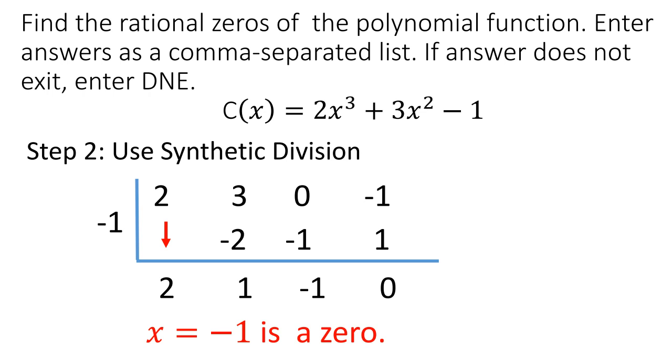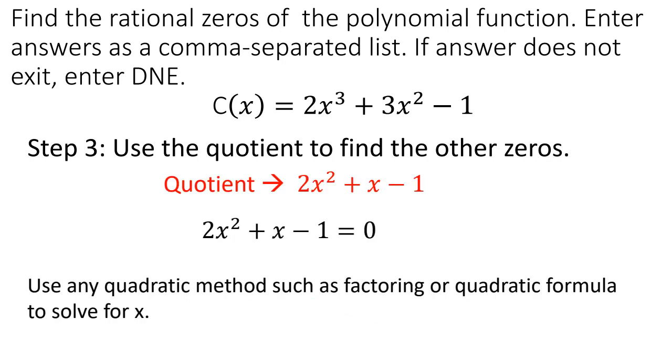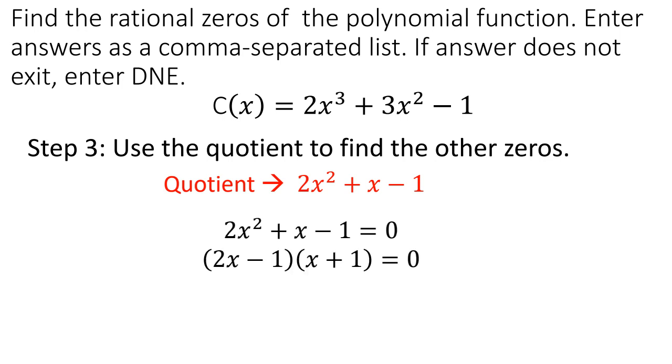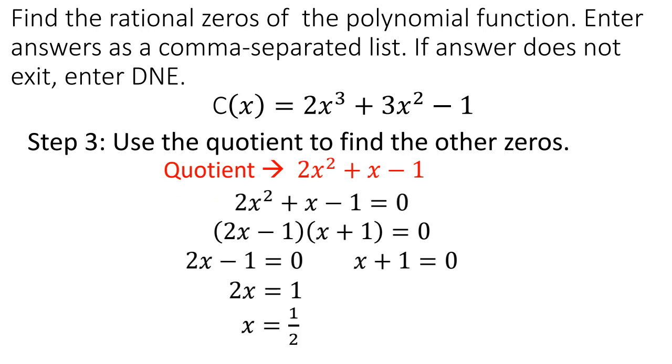So let's convert our quotient into an equation or function. We have our quotient is 2x squared plus x minus 1. Again, we can factor or use the quadratic formula. I think let's factor this one out. So we have 2x minus 1 times x plus 1. The only way that this product can equal 0 is if either 2x minus 1 is equal to 0 or x plus 1 is equal to 0. So I'll set those equal to 0, and for my first one, x is equal to 1/2, and for my second one, x is equal to -1.